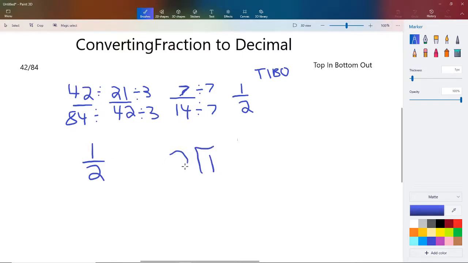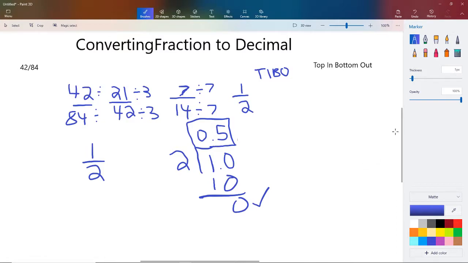So we do TIBO, top in, bottom out. Can 2 go into 1? No. So we put our decimal, put our 0 behind it. Can 2 go into 10? It sure can. And a nice even 5 times. We have a remainder of 0, so we're done. So 42 over 84 as a decimal is 5/10. Cool.